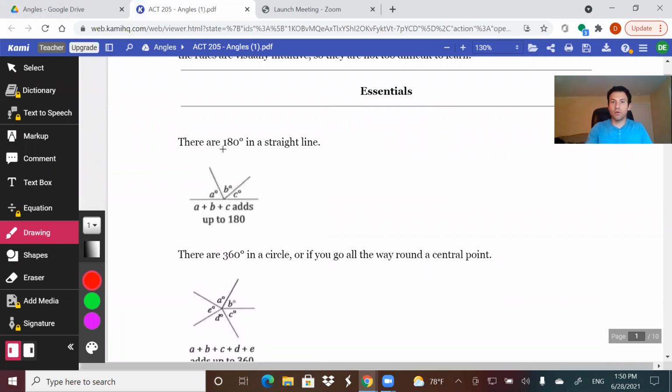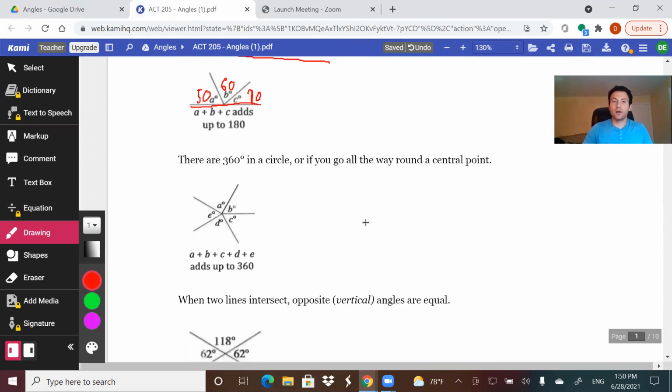A straight line is always 180 degrees. So if we're looking at this straight line right here, A plus B plus C have to add up to 180 degrees. So maybe, I'm just making this up, this is 50. This is, let's say, 60. So that means C would have to be 70. And I know that's probably not proportional, but anyway.